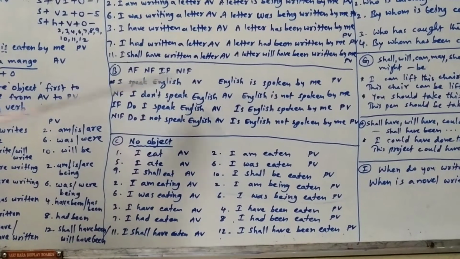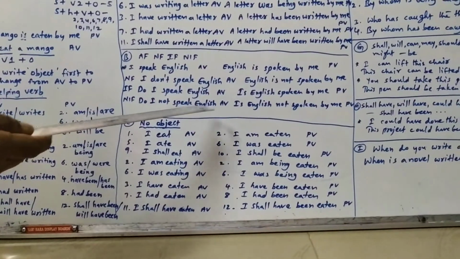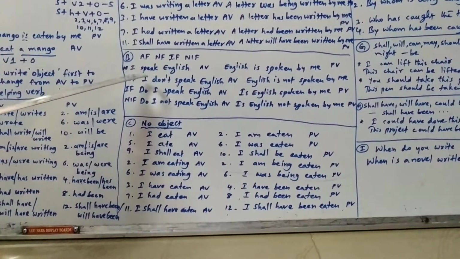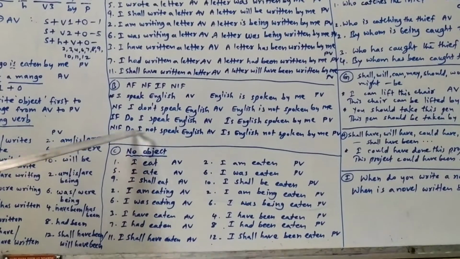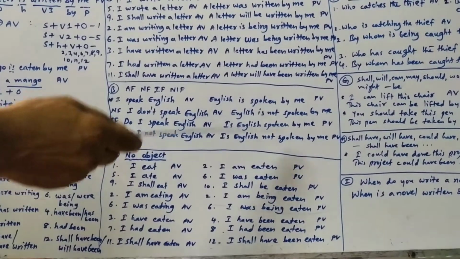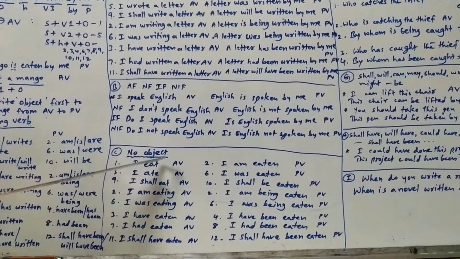I speak English is changed into an interrogative sentence. Do I speak English? Is English spoken by me? Okay, I speak English is changed into negative interrogative form. Do I not speak English? Is English not spoken by me? Okay, these are all. Next, no object.